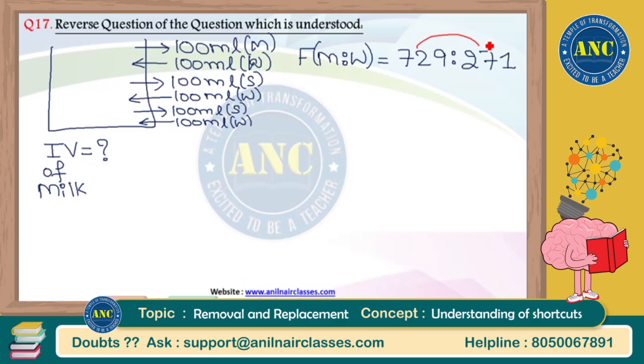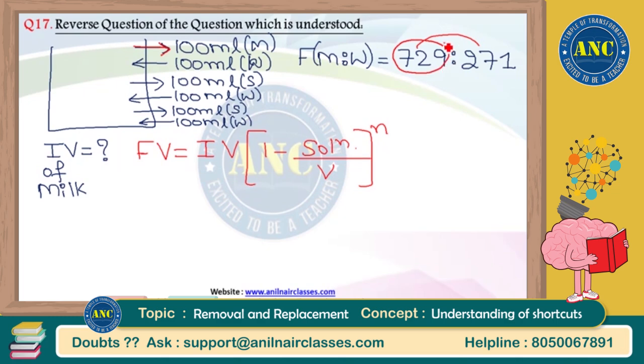So solve it. In this case, we will always prefer solving by using this method: final volume is equal to initial volume into 1 minus the solution taken out divided by total solution, whole to the power of n. Now observe carefully. First two questions, listen carefully, don't underestimate. Now, can I say that first of all, milk is the parameter that is decreasing. So you should work with milk. So milk finally is how much? 729. Final volume is 729.